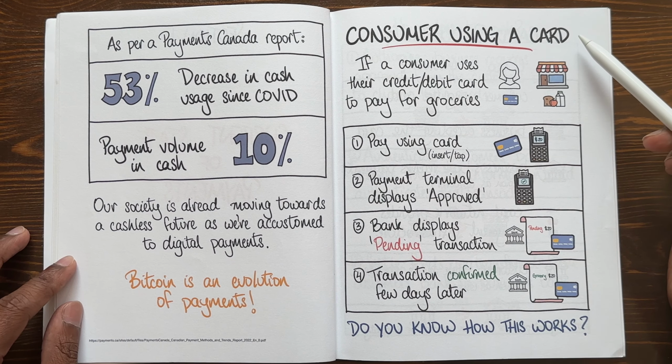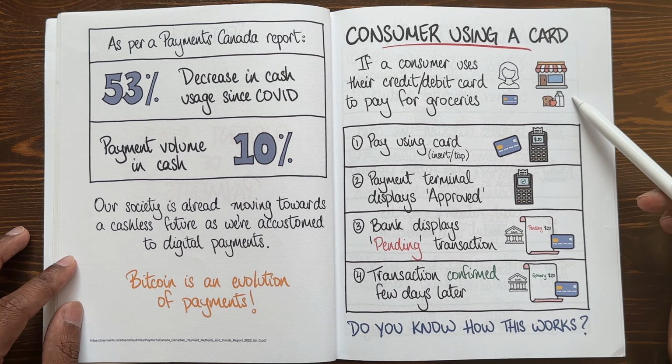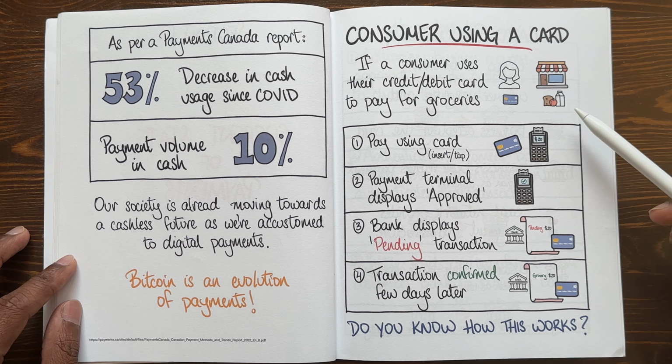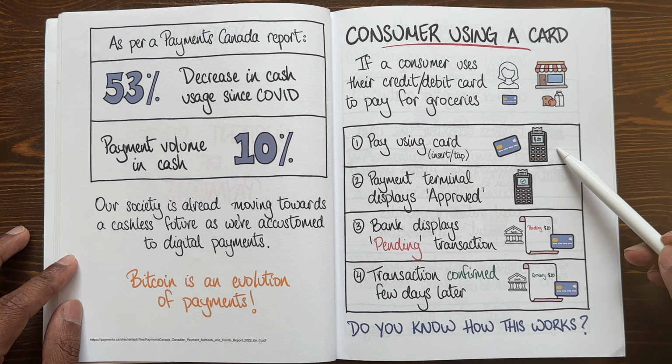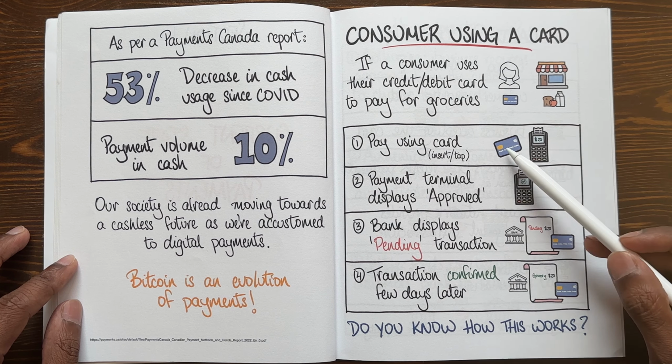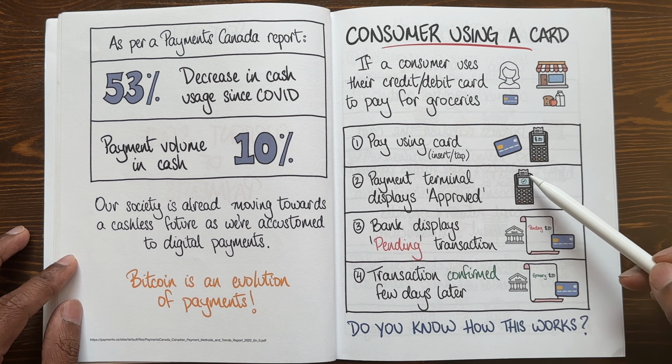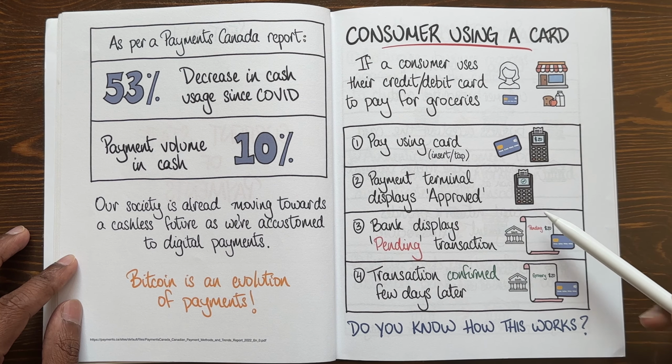Now, when a consumer uses a card, let's say at a grocery store, let's walk through the process that they go through to make a transaction or a payment. So they walk to the terminal or the till, and it shows the amount that they're meant to pay. They tap or insert the card. The terminal displays an approved message.